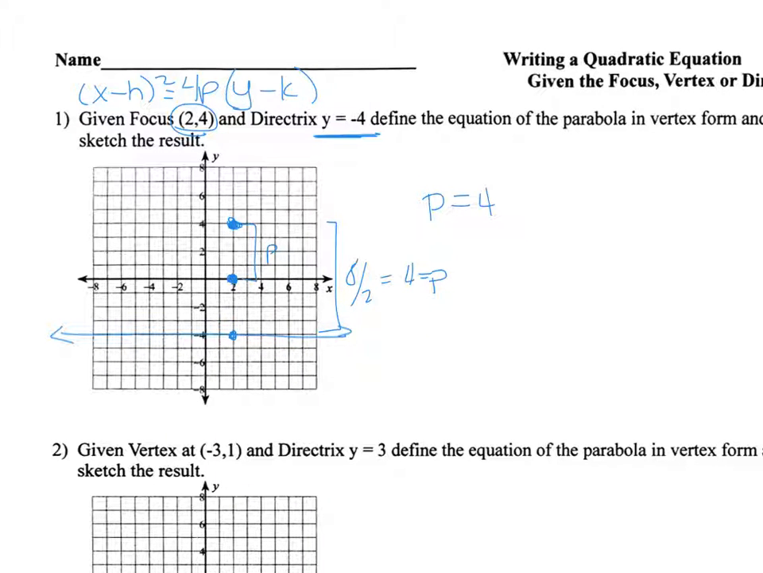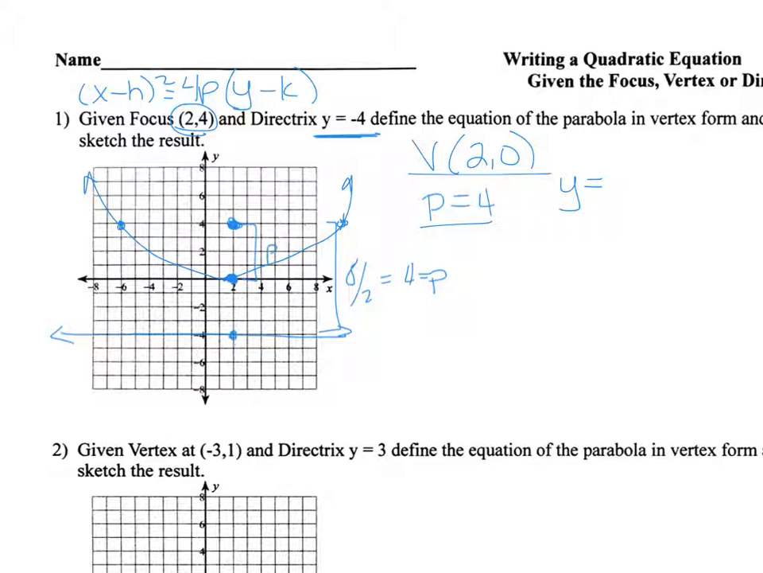If we want to sketch the graph, remember this distance here is 8, so if I start with the focus and go over 8 somewhere over here, we could draw our parabola, a little sketching of the result. This point right here is our vertex. So our vertex is (2, 0), our p is 4, and we should be able to write the equation.